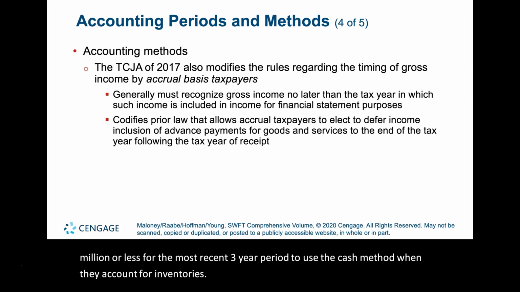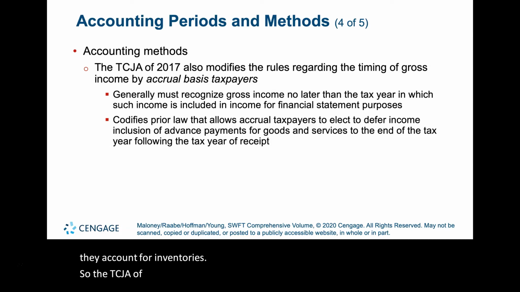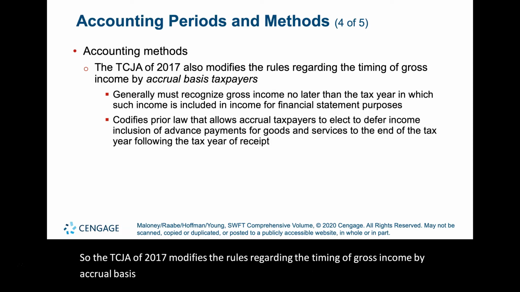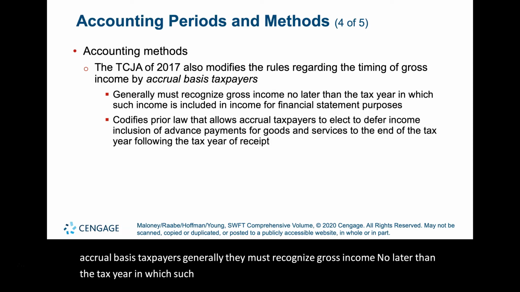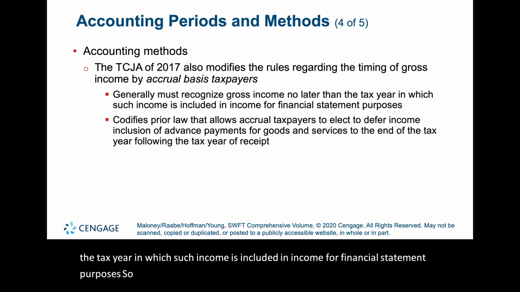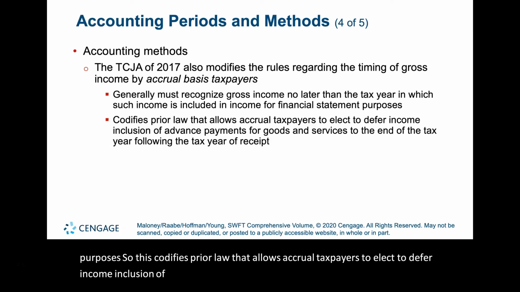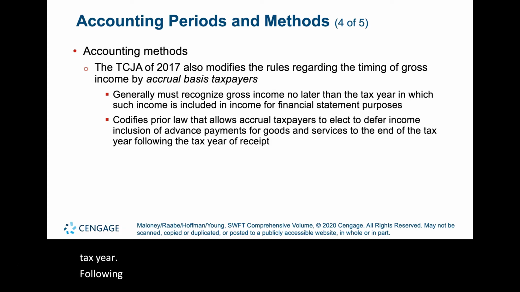So the TCJA of 2017 modifies the rules regarding the timing of gross income by accrual basis taxpayers. Generally, they must recognize gross income no later than the tax year in which such income is included in income for financial statement purposes. So this codifies prior law that allows accrual taxpayers to elect to defer income inclusion of advance payments for goods and services to the end of the tax year following the tax year of receipt.